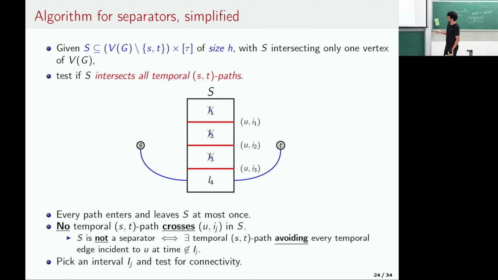So this is what we do. We pick an interval. There is a small number of them; the number of intervals is close to the size of the separator. And for each interval, I just test for connectivity. But this is for the case where S only contains copies of one vertex at different times. If S now has many copies of many vertices at different times, then it becomes a little more complicated. But this reduces the problem to testing connectivity, and this test of connectivity can be done in polynomial time.